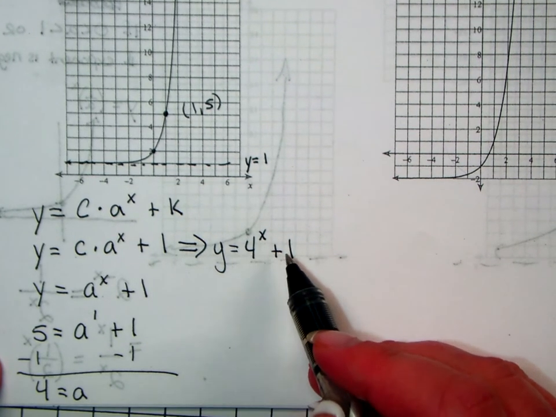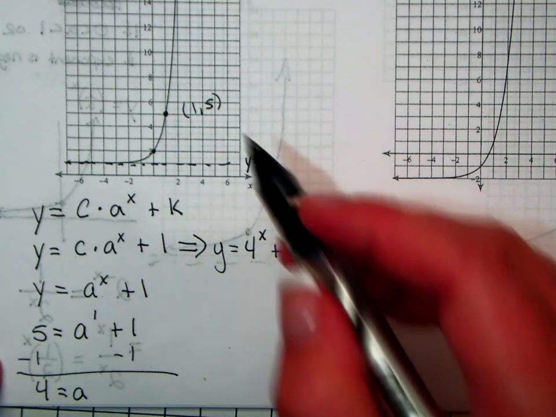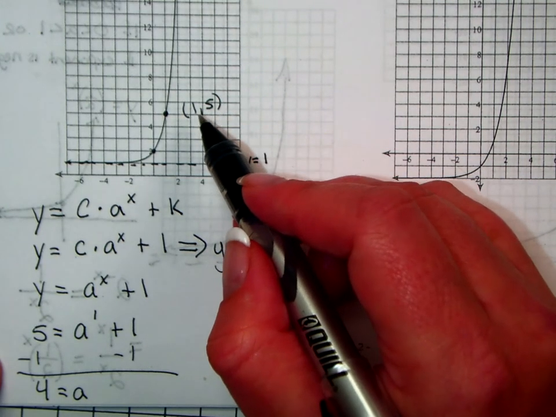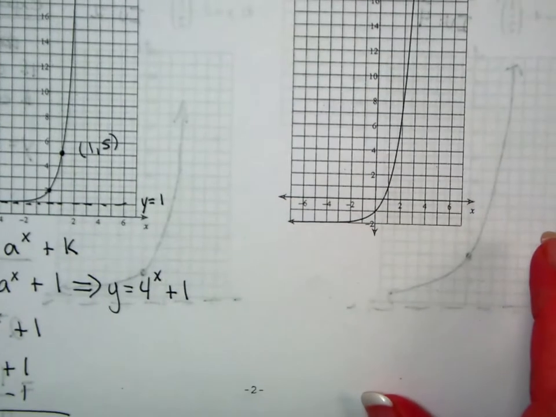Right? And a shift up, no shift to the right or left, and the base of this function is 4. It is best to find this point at where it is at 1, if possible, because that makes this equation the easiest one to solve for. So let's go ahead and look at the next one.